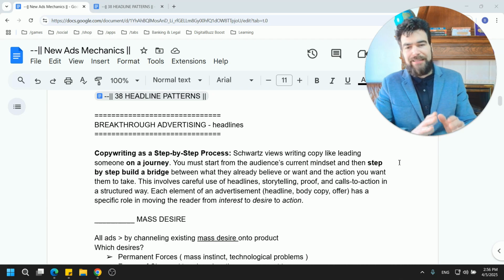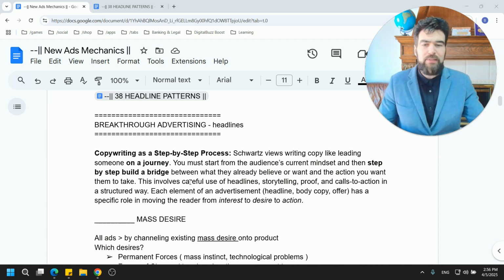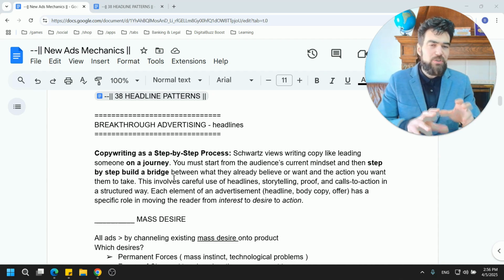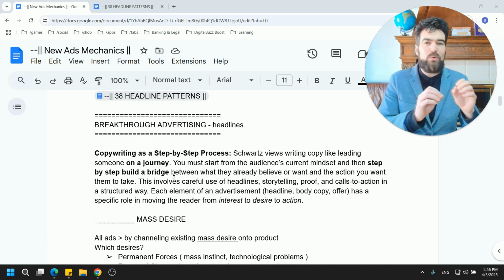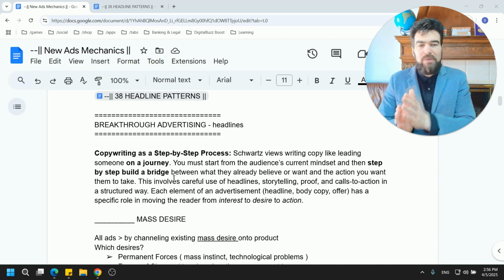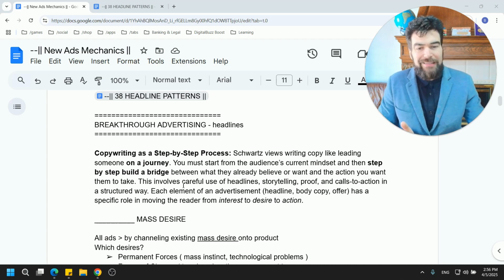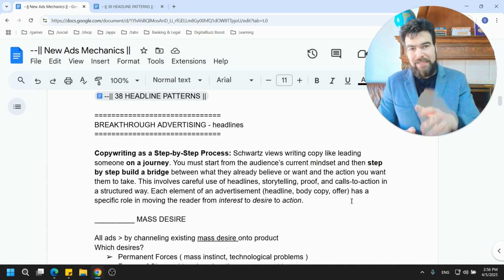Eugene sees copywriting as a step-by-step process, which means that he basically sees it as leading someone on a journey where you must build a bridge between what your audience currently believes and what they want to get to, or what you want them to get to. And you must build bridges and steps in between that. And this involves your headline, your body copy, and your offer. And you need to structure them in a way so that they all move the reader from interest to desire to action.